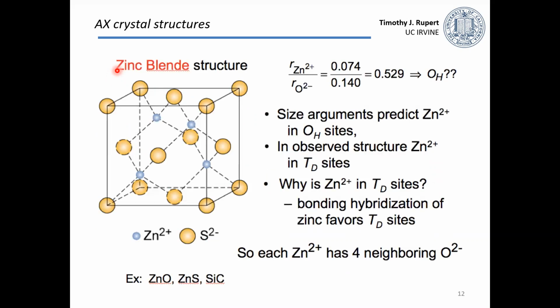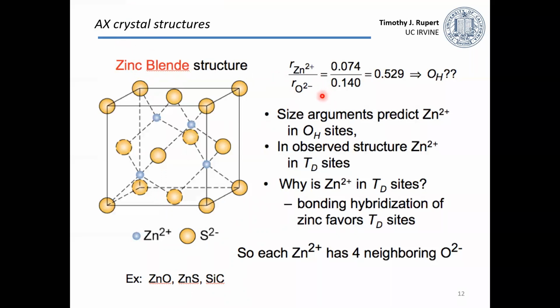Zinc blende is the other crystal structure I mentioned. So this is also good for pointing out that although those ratios of the ions can often predict the crystal structure, it's not a perfect system and there are times where it fails. The zinc blende is one of those. So this is a 1-to-1 mixture of zinc and sulfur. Okay. Other types of crystal structures that form this are zinc oxide, silicon carbide, things like that. Again, we're still talking about AX crystals.